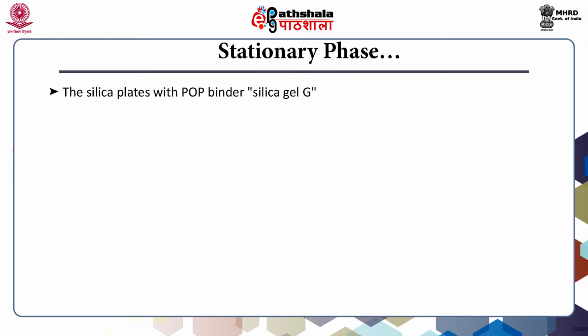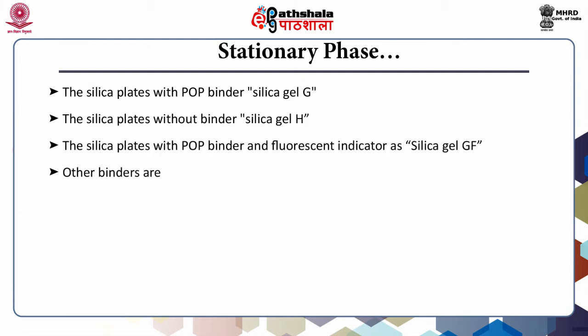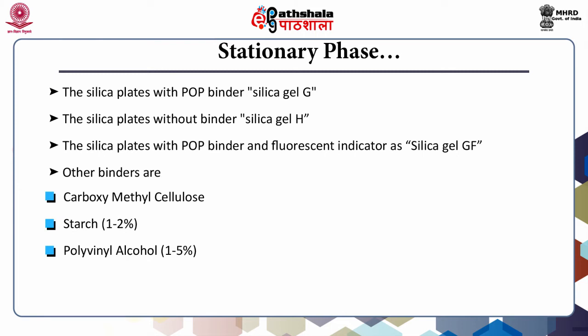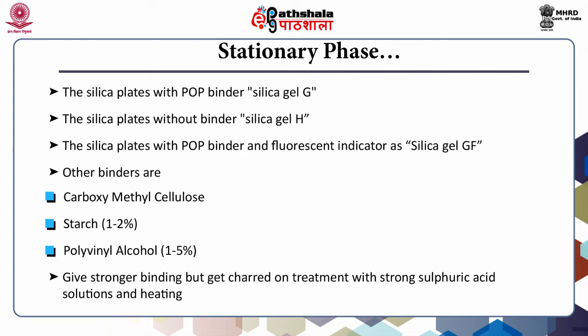The silica plates with plaster of Paris binder are denoted as silica gel G, while those without binder are denoted as silica gel H. Carboxymethyl cellulose, starch, and polyvinyl alcohol can also be used as binders. These give a stronger binding but get charred on treatment with strong sulfuric acid solutions and heating.